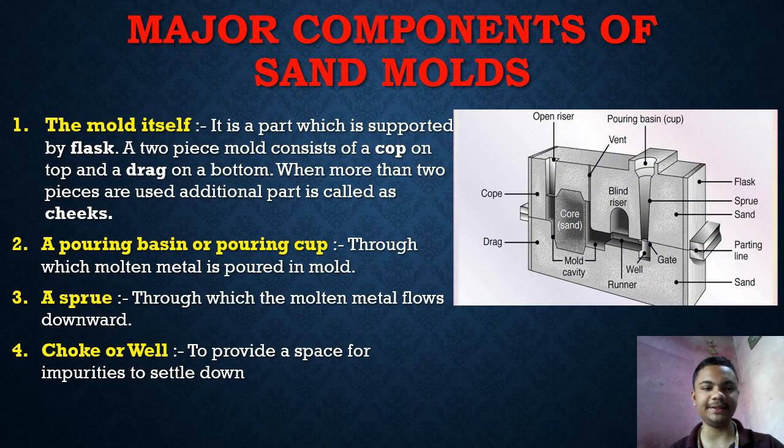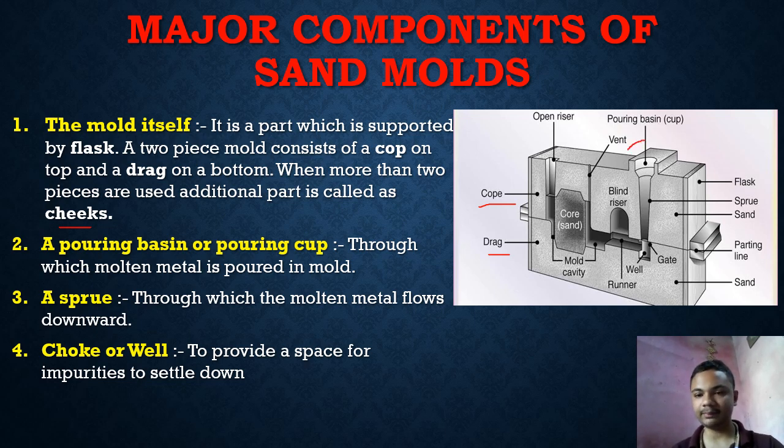Our first component is the mold itself. The mold is made up of sand and it is supported by the flask. There is a cope on the top and a drag on the bottom. When more than two components are used, then additional parts are called cheeks. You can see cheeks.